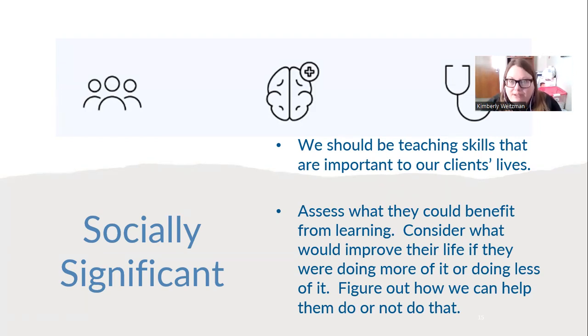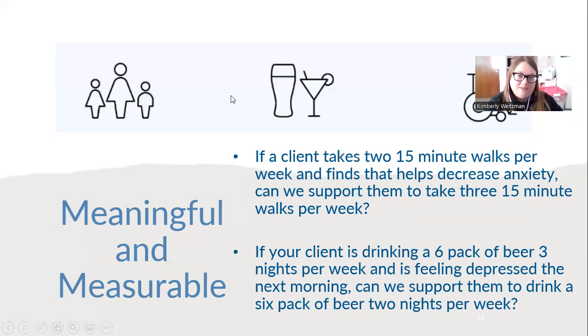So maybe they're already doing things to work towards their goal, but could they be doing more of it? Or if they did something less, that also has a positive impact on their functioning. And then our job is to help them figure out how they can do more or how they can do less of a behavior that may be already helping them. So that's the socially significant portion of the definition. So ABA is the application of principles of behavior to socially significant issues. The next part of it is to produce meaningful and measurable change.